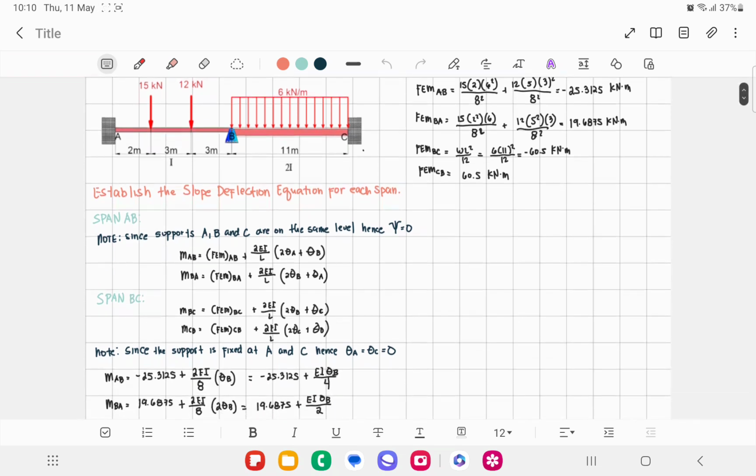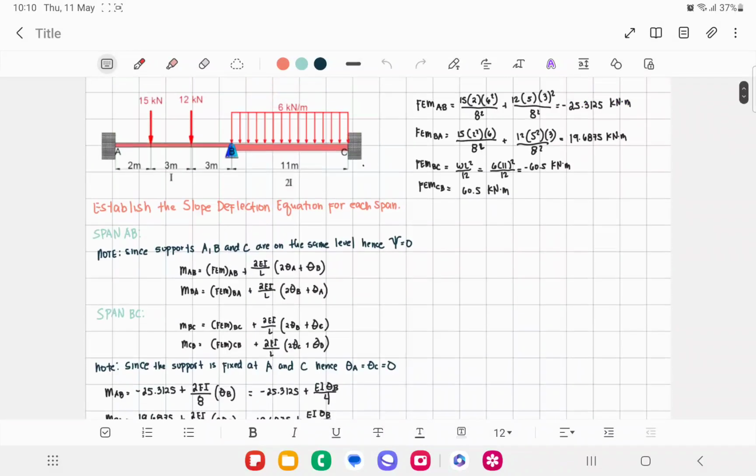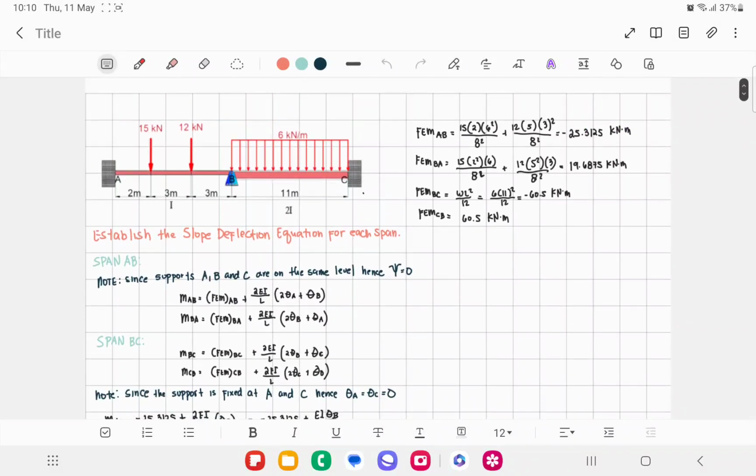So, that's it for my first example for using the slope deflection method in indeterminate beams.